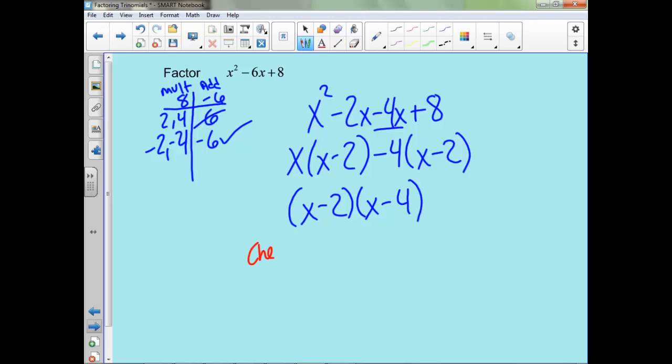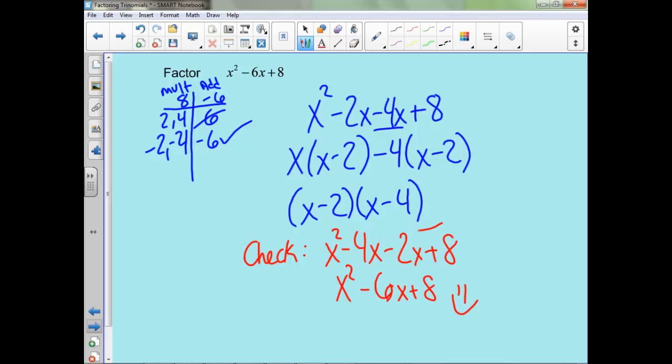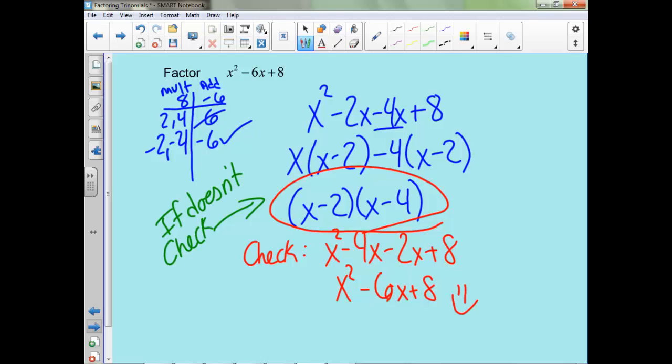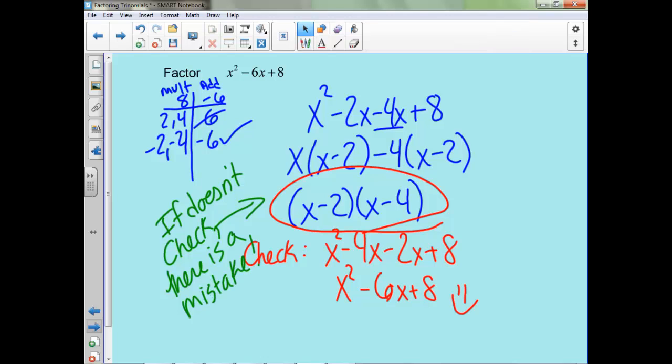And if you want to double check your answer, so that means we are good, and that is our answer. Now keep in mind, if this did not check, that means there's a mistake somewhere. So make sure you go back and find that mistake.